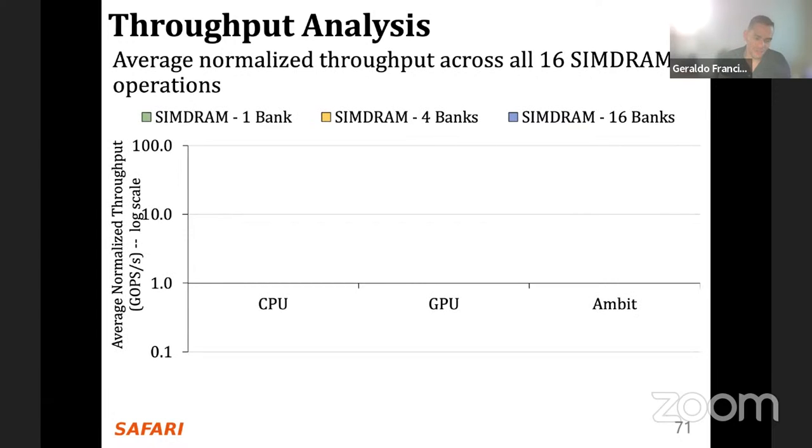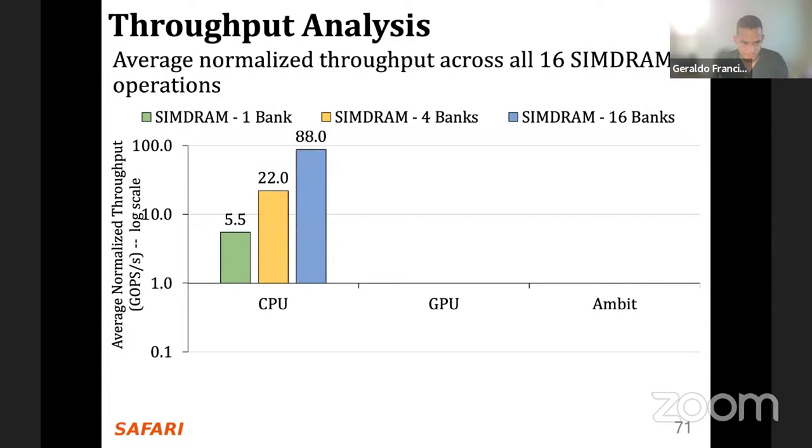The first thing that we evaluate is the throughput of the SIMDRAM instructions compared to the CPU, GPU, and Ambit baselines. Here we have on the x-axis all of those baselines, and on the y-axis the average normalized throughput in giga operations per second. We see that SIMDRAM with 1 bank, 4 banks, and 16 banks provides 5.5 times, 22 times, and 88 times the average throughput across all of those 16 different operations compared to the CPU. Compared to the GPU, SIMDRAM with a single bank is not enough to outperform the GPU. It provides 0.5 times the throughput of the GPU.